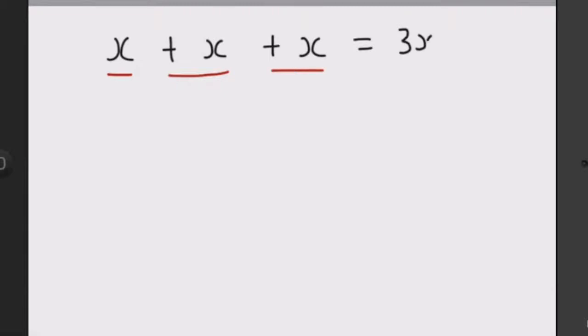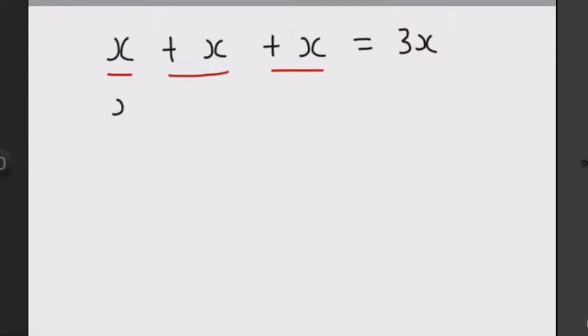So if I said to you, what do you think x plus x plus x would give us? Well, if we think about this, we've actually got one x here, we're adding on a second x, and we're adding on a third x. So how many x's do we have in total? Well, we've therefore got 3 x's, haven't we?